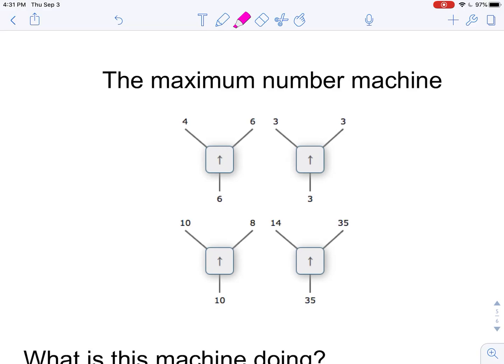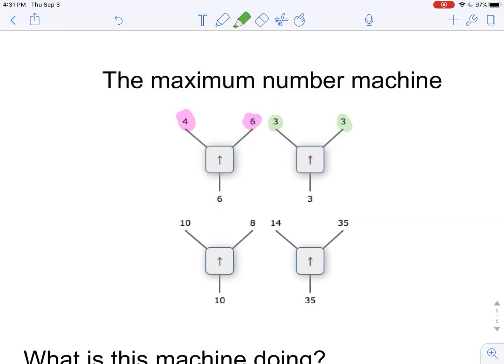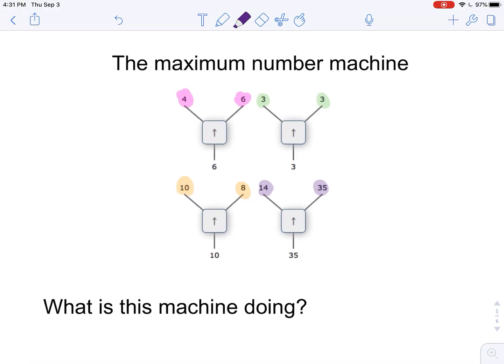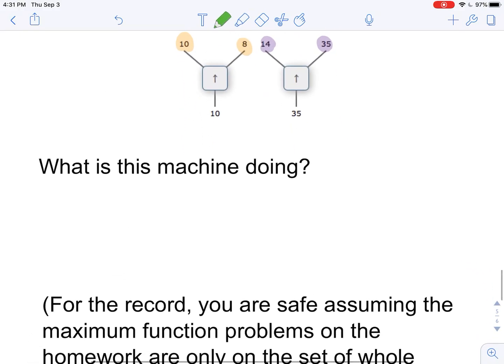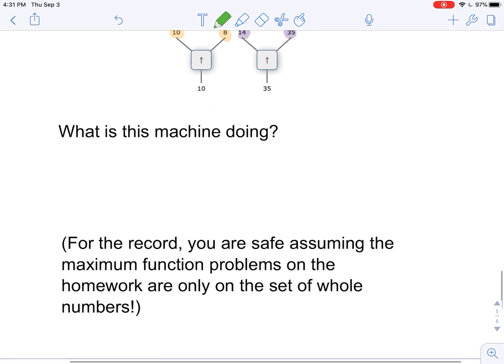Consider the maximum number machine. So in this case, my operation can be thought of as choosing the bigger number between the two. If I'm choosing the bigger number between 4 and 6, I think it's pretty clear what the biggest number is, right? So if I was choosing between 3 and 3, obviously it's going to be 3. Choosing between 10 and 8, largest number is going to be 10. And choosing between 14 and 35, the larger number is going to be 35. That's the maximum number machine. It's simply choosing the larger number.